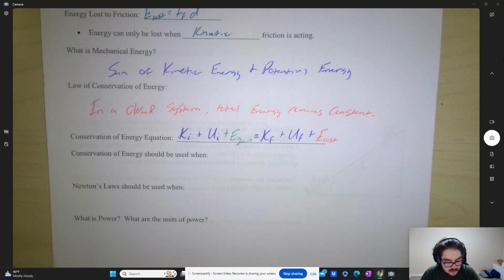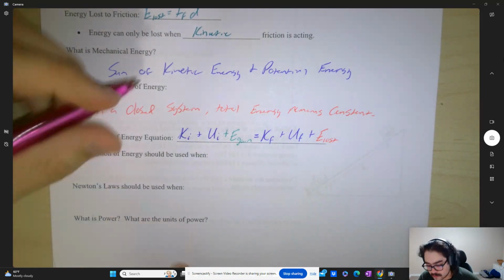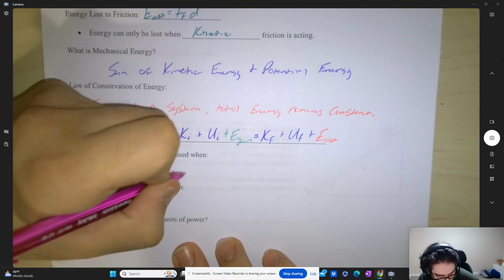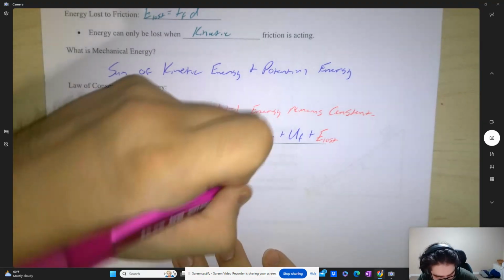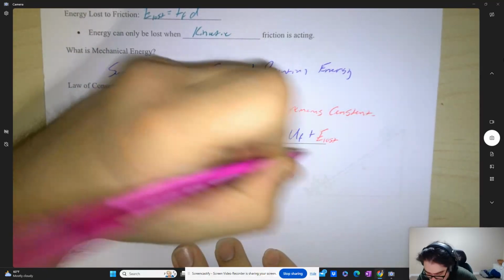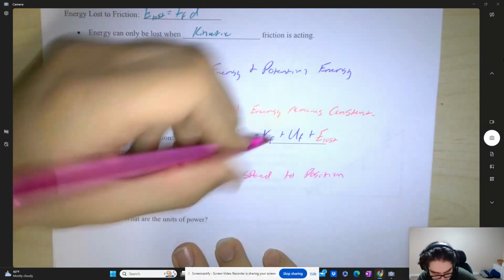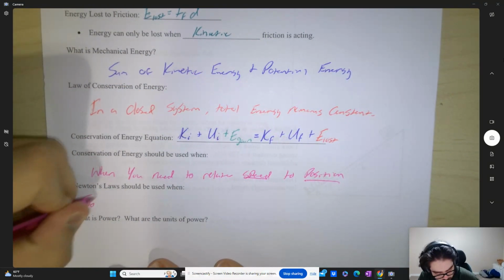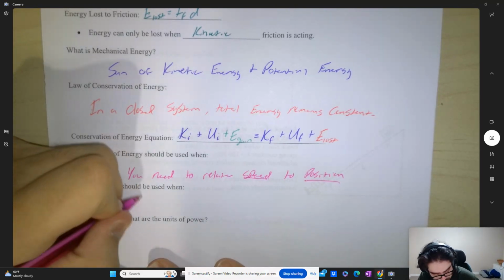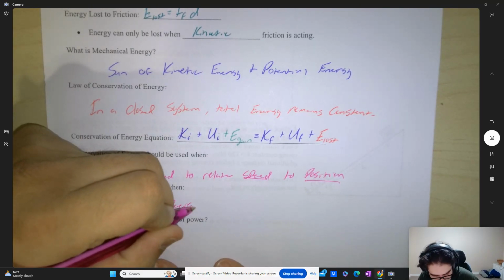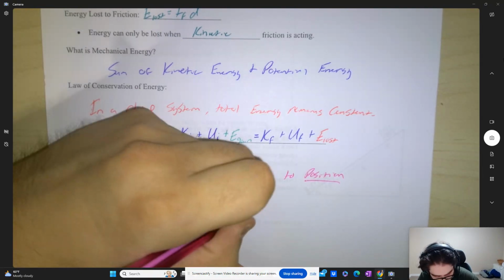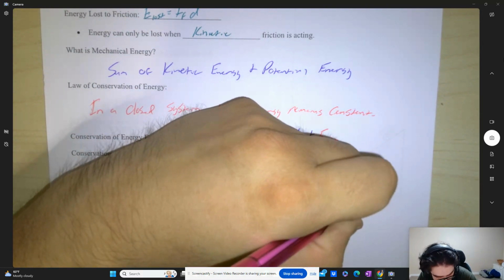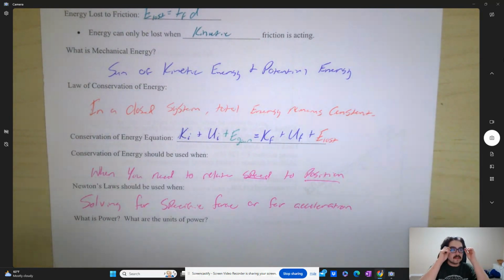Conservation of energy should be used when you need to relate speed to position, and you're going to see why that's important later. You should use Newton's laws when you're solving for a specific force or for acceleration. So it's very important to note when you need to be using these two principles.